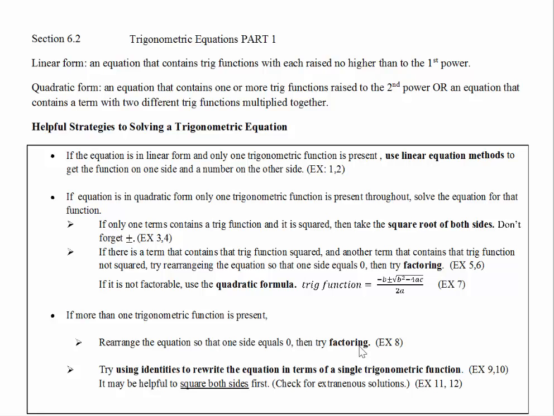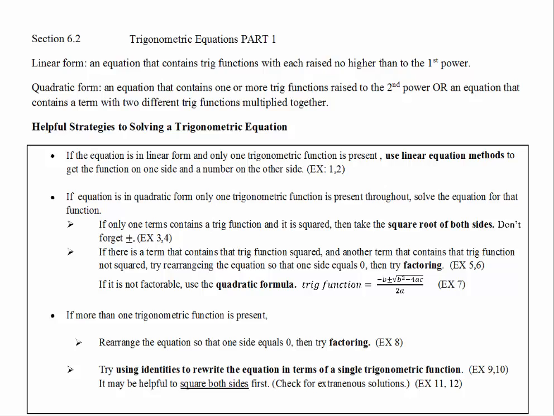When we start to look at solving trig equations, we need to be able to distinguish between what we call linear form and quadratic form. A linear form of an equation is an equation that contains our trig functions, but the powers of those trig functions are no higher than 1. Quadratic form means that we have at least one trig function either raised to the power of 2, or we may have two trigonometric functions that are being multiplied together.